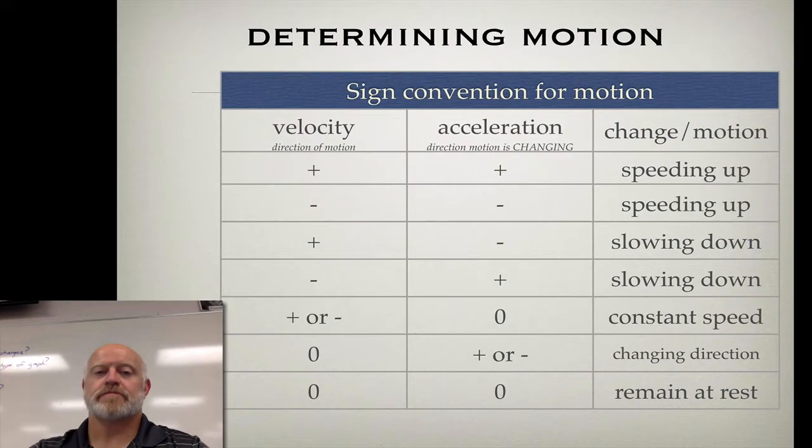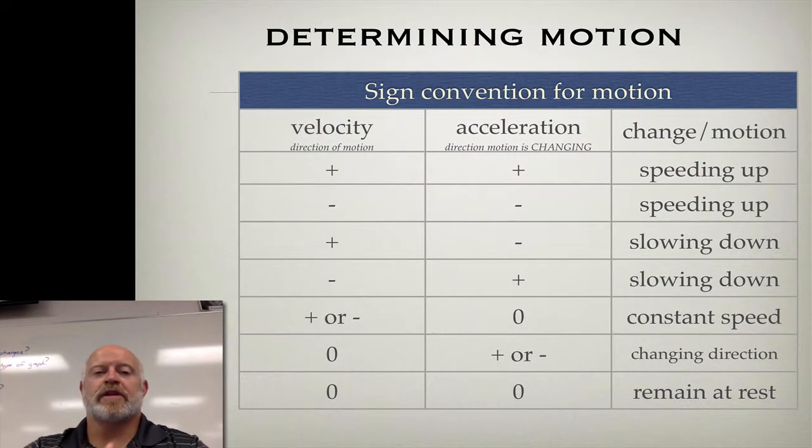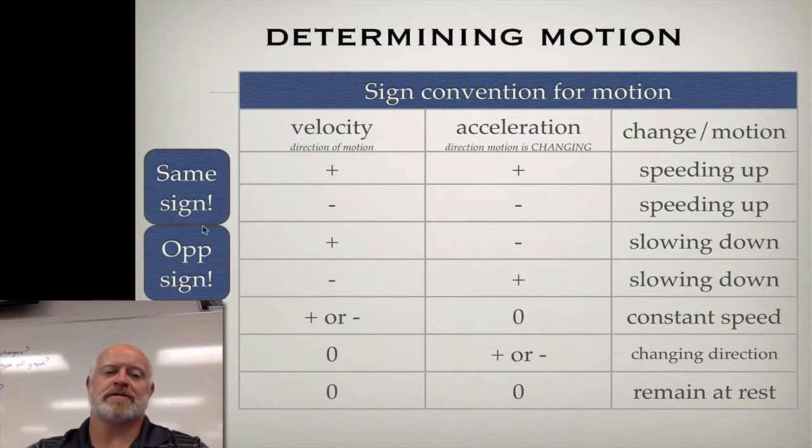Now, when we take a look at this idea of motion, we've talked about accelerations and we've talked about velocities. So we want to put some sign convention together for you, so you now have a chart that helps you understand what is happening to our motion. The biggest thing is what is going on with velocity versus acceleration: when do we have the same sign and when do we have the opposite sign. We'll walk through the chart here quickly.